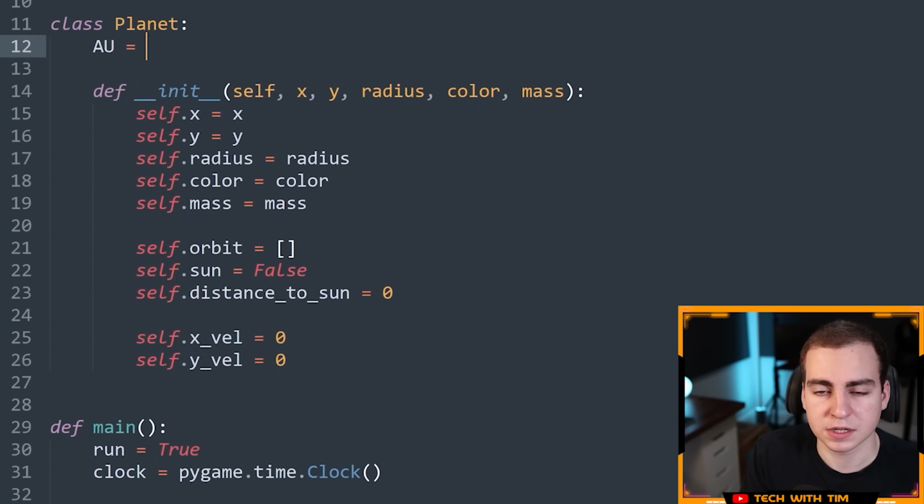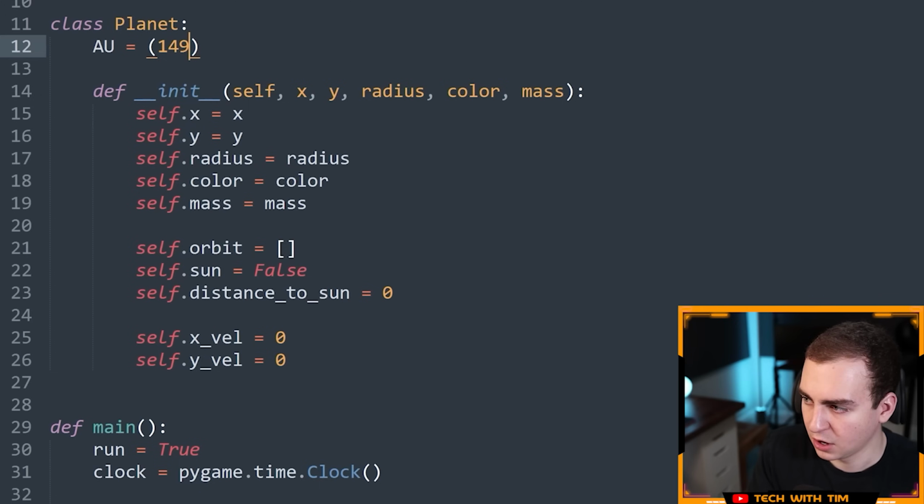Now, the first constant we're going to do as a class variable in the planet class, and this is going to be AU. Now, AU is astronomical units, and this is approximately equal to the distance of the Earth to the sun. Now, I want to use AU because it's going to simplify the math that we need to do to calculate the distance between the current planet and the sun and allow us to initialize our planets at the correct AU from the sun, so they're kind of the correct distance away.